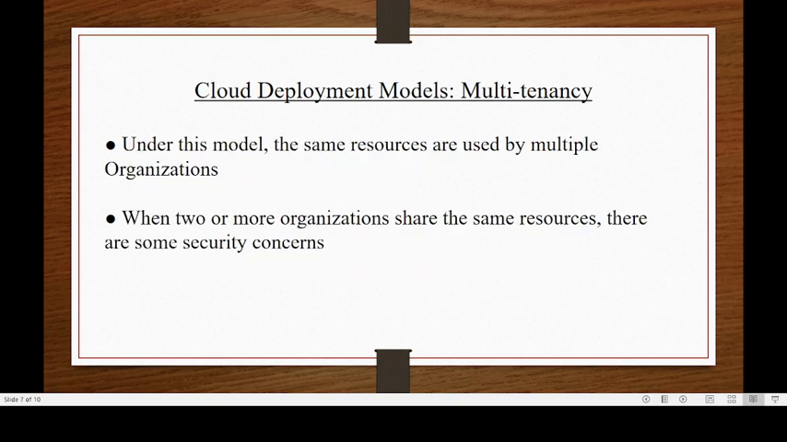The next is multi-tenancy model. Under this model, the same resources are used by multiple organizations. When two or more organizations share the same resources, there are some security concerns.